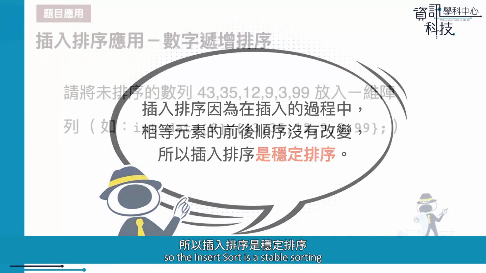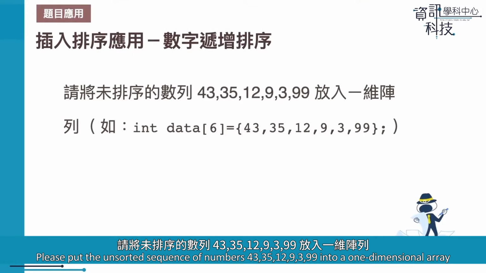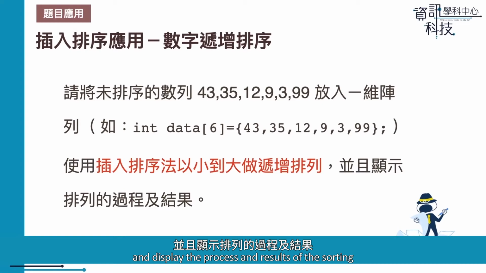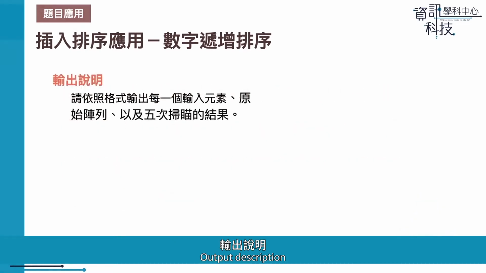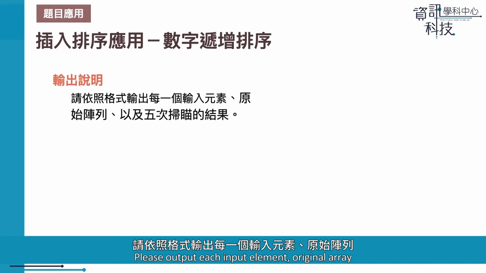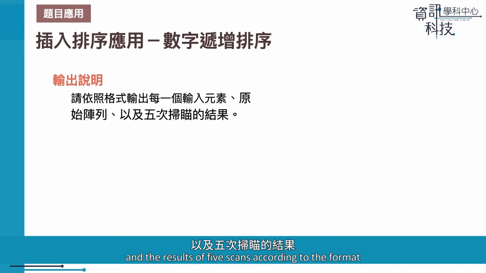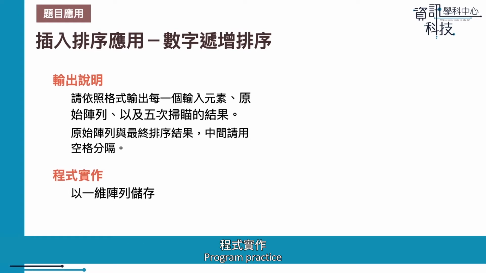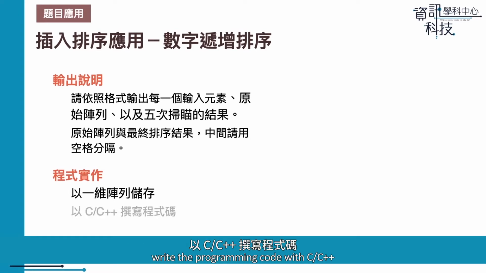is a stable sorting. Please put the unsorted sequence numbers of 43, 35, 12, 9, 3, 99 into a one-dimensional array. Use insert sort to sort ascending from small to large, and display the process and results of the sorting. Output description. Please output each input element, original array, and the results of 5 scans according to the format. Please use a space to separate the original array and the result of the final sorting. Program practice. Stored in a one-dimensional array, write the programming code with C, C++.